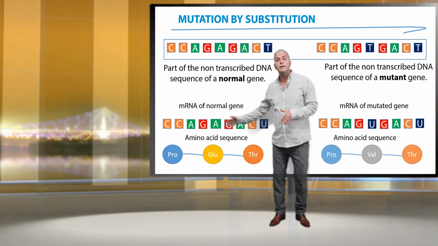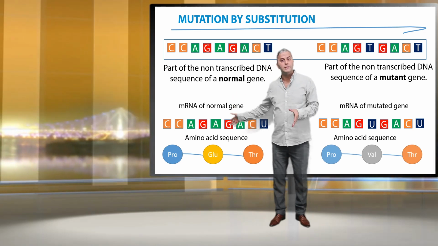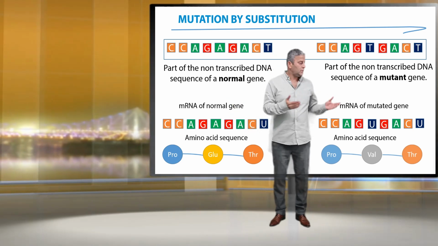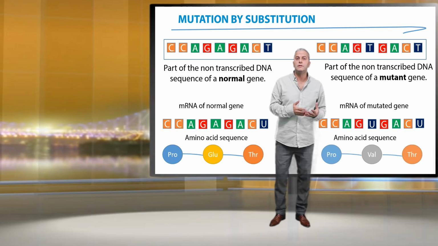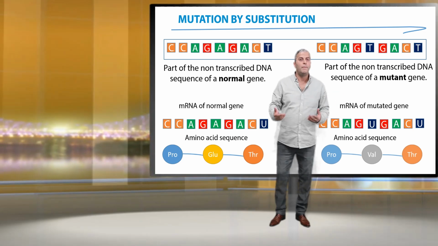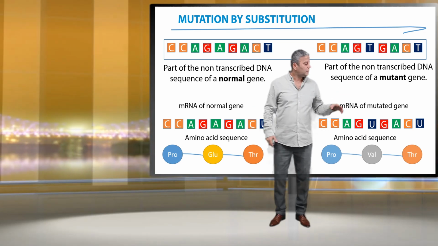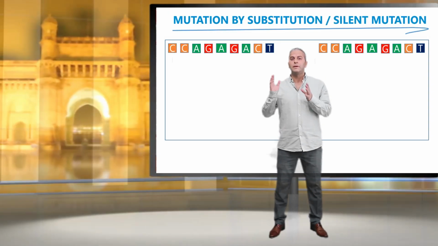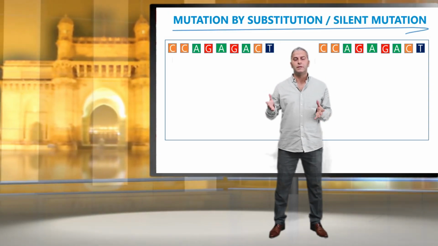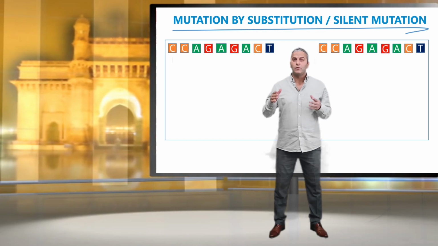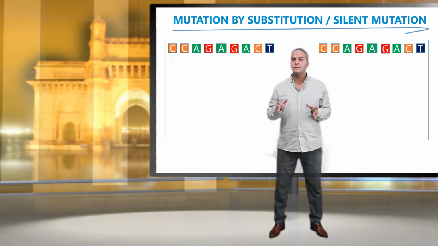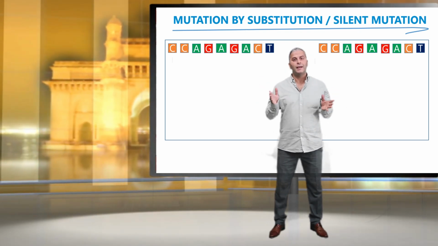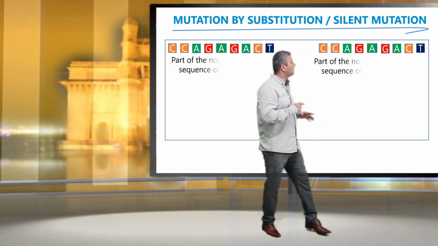By using the genetic code table, we can write the amino acid sequence encoded by each gene. The second amino acid here is GLU. As you see here in the amino acid sequence encoded by the mutant gene, it is replaced by VAL. A mutation by substitution can be silent. What does this mean? This means that there is a change in the DNA sequence, but no change in the amino acid sequence. Let's watch the animation.